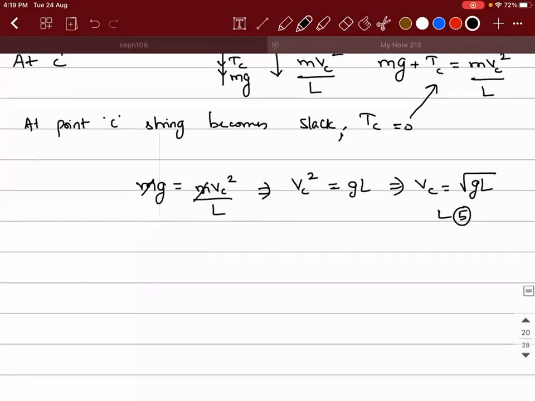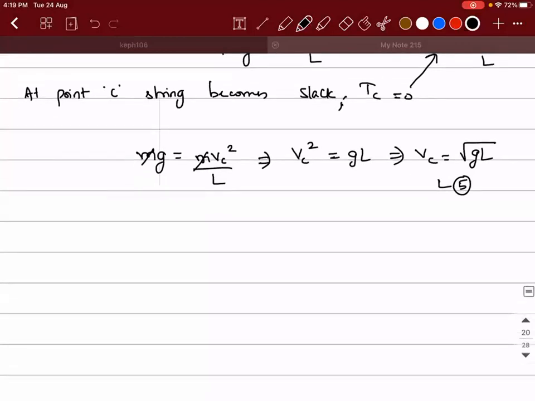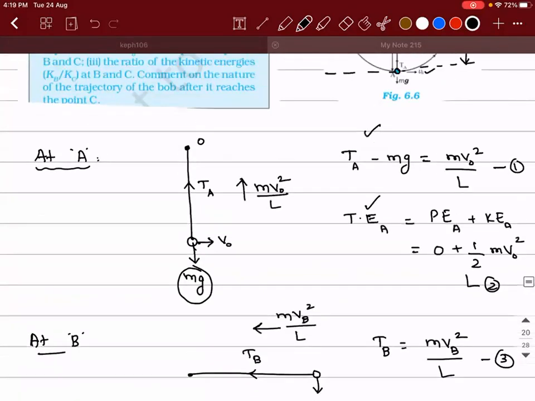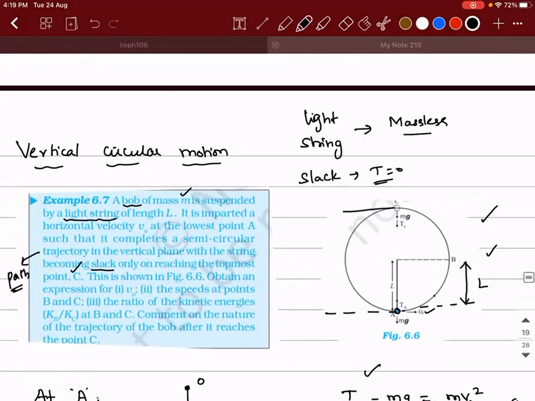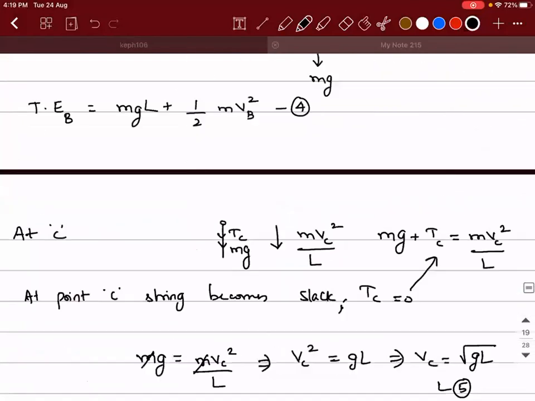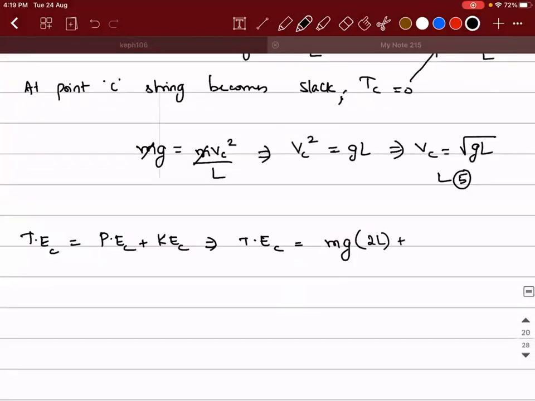Okay. Now, what is the total energy at point C? It is the potential energy at point C plus kinetic energy at point C, which implies the total energy at point C is equal to. What is the total energy at point C? It will be mg into, what is the potential energy, guys? Mg into, how much is this height? It is a diameter. 2L. So mg into 2L plus half into m into Vc square.